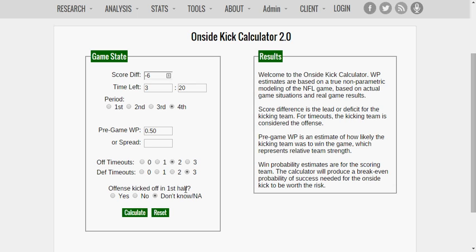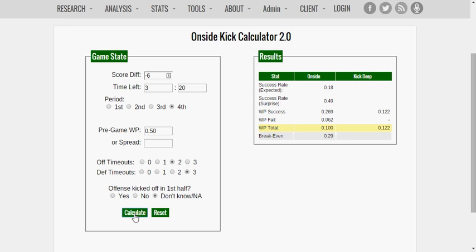And we don't need to worry about whether or not we kicked off to start the game or to start the second half, because that's water under the bridge. So now we can click calculate and we can see our results. Let's start off by just looking at the deep kick option. What that's telling us is that if we go ahead and kick deep, we've got a 12% chance of winning.